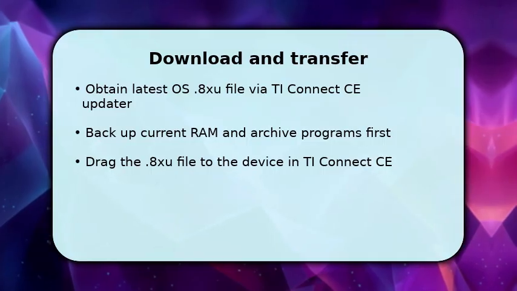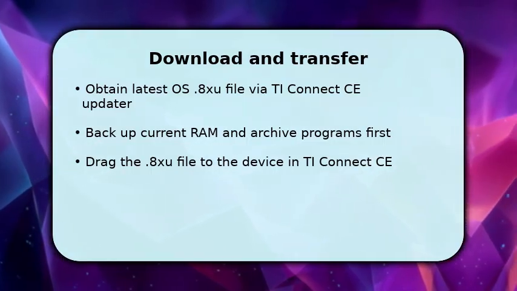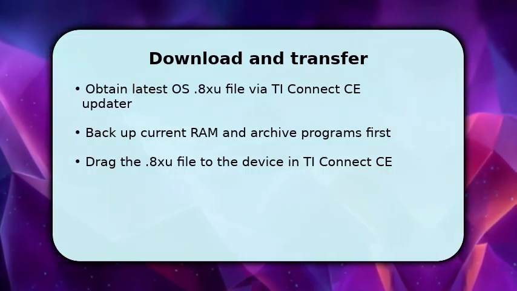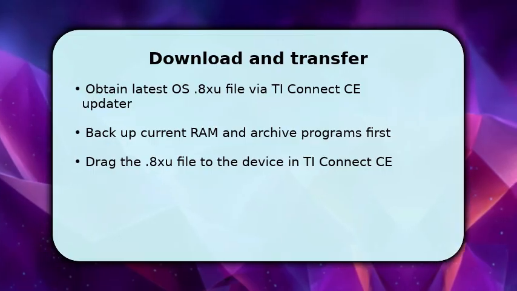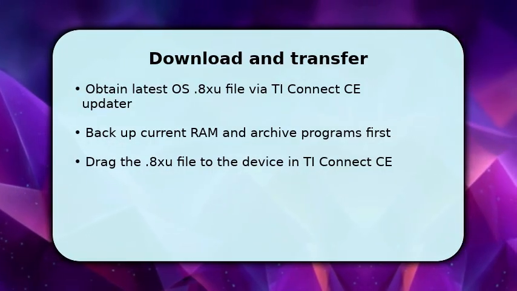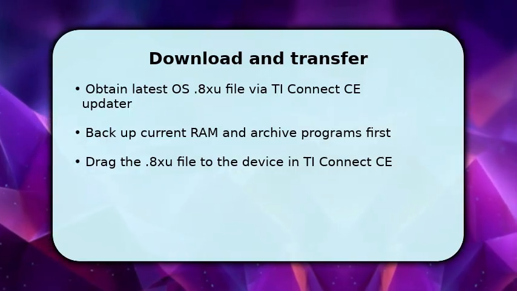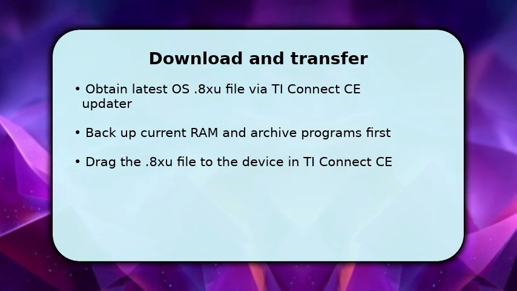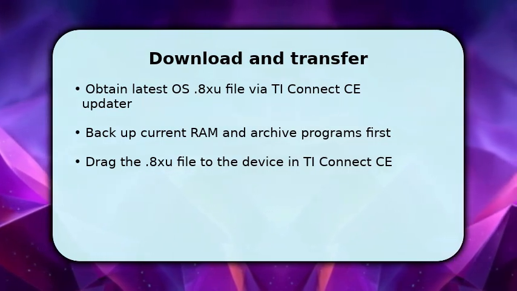Once downloaded, back up RAM and archive any programs to your computer so you can restore lost data if needed. Then drag the 8.0 OS file into the calculator window in TI Connect CE and start the transfer. During transfer, keep the cable secure and do not sleep the computer. This ensures the process completes without interruption and avoids bricking the device.